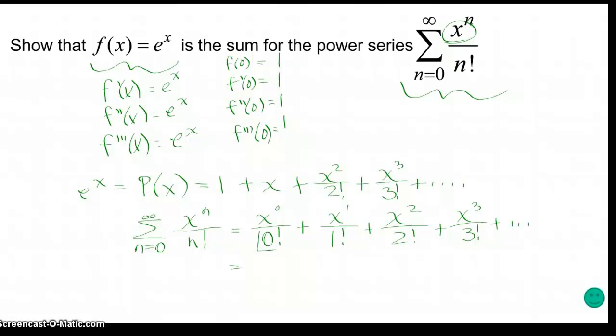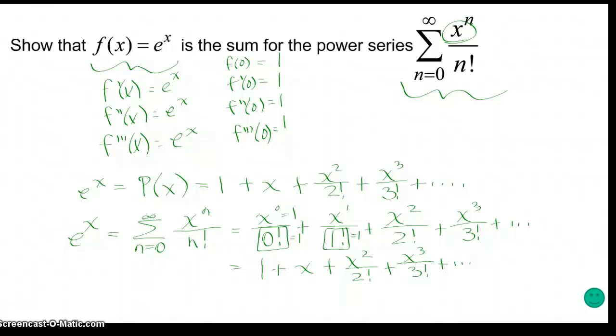Remember me telling you that 0 factorial equals 1. We know that anything raised to the power of 0 equals 1. So that first term is indeed 1. It is true that 1 factorial equals 1. So that's x over 1. And then you can see very straightforwardly the other terms already look exactly like the terms we found. So it is true, and we have shown that e to the x is the sum of that power series.